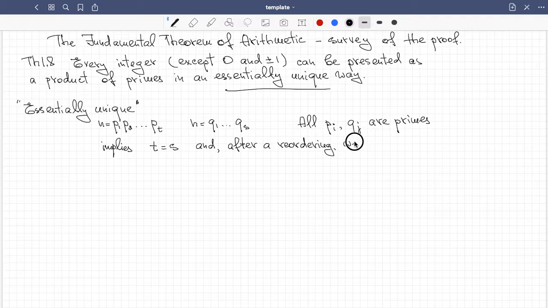we have that pi is equal not exactly to qi, but to plus or minus qi. So we rearrange factors, the amounts of them are the same, and we can rearrange them such that p1 and q1 are the same thing up to a sign, p2 and q2 the same up to a sign, and so further up to p last is equal plus or minus q last.